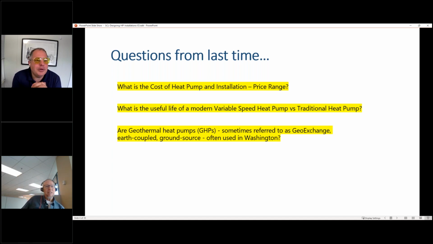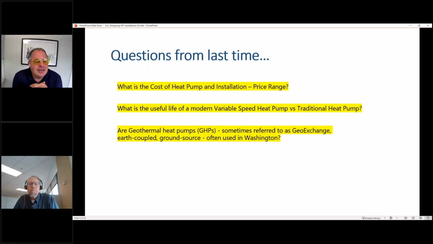But there were a couple of questions left over from last time, which we wanted to address. One of them was, what is the cost of heat pumps and installations? Sort of a price range.